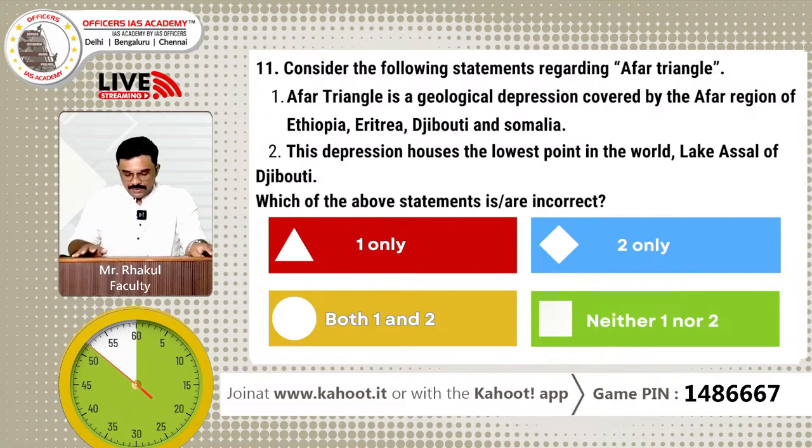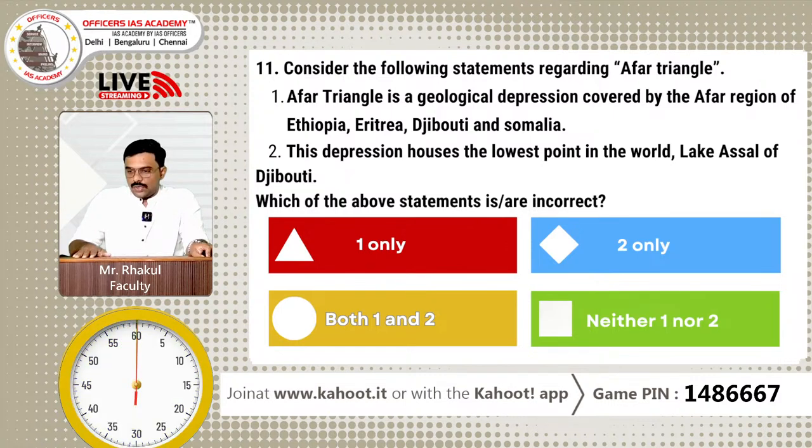Afar triangle. 15 seconds. You have 7 more seconds. 5 seconds, 4, 3, 2, 1, and 0. The time's up.